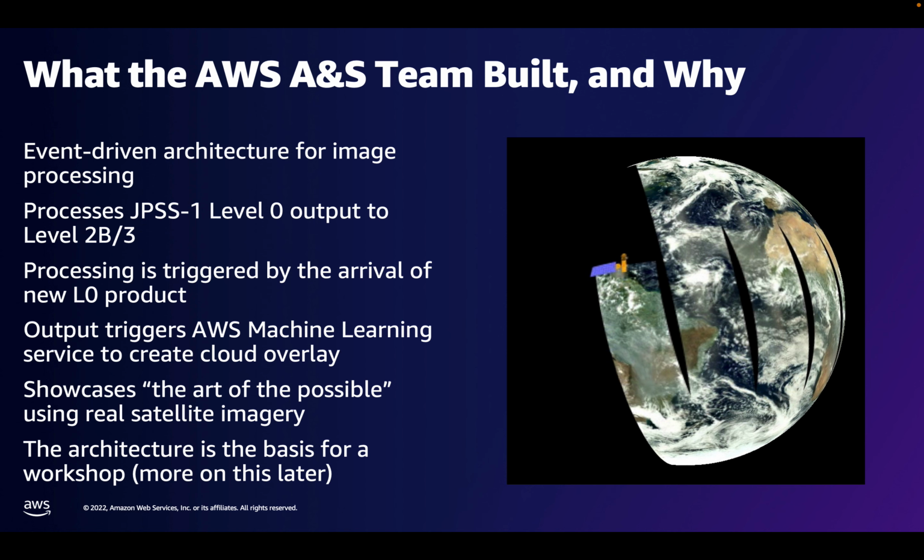So this is what we built for this event-driven architecture. We're using JPSS-1, and we're processing at level 0 output, which I'll show you in the architecture diagram in a minute. And it processes data that's triggered by the arrival of a new L0 product. So as we talked about before, one of the things that we can do is when an object arrives in a storage container, what we call an S3 bucket, simple storage service is what S3 stands for, that triggers this workflow, and you'll see the rest of that in a moment. The output of that process triggers an Amazon machine learning service that creates a cloud overlay. So it's really interesting that I'm following this session where we're just talking about creating these cloud visualizations.